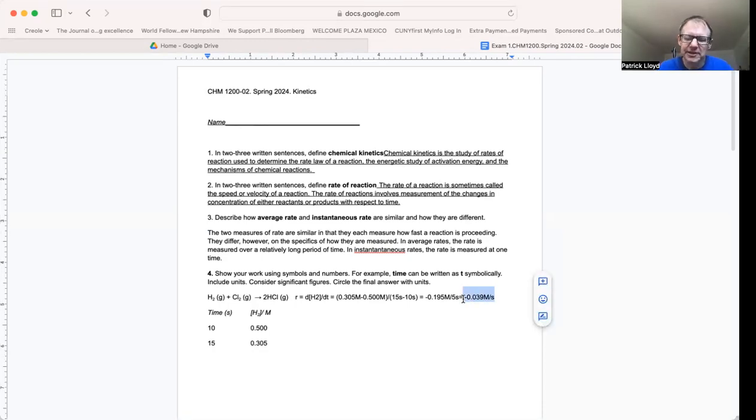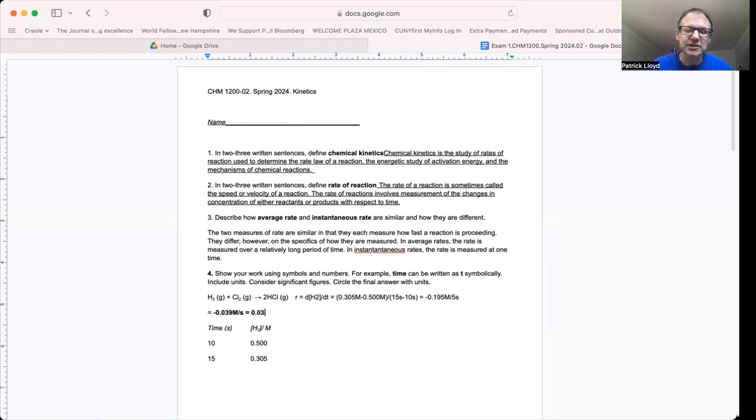Now, typically the rate is a positive value. So really what I just calculated there technically is not the rate. I calculated the change in concentration of H2 divided by the change in time, which is related to the rate. The rate would be the positive of that value. We generally have positive rates of reaction, okay? So all you really need to do at that stage is change the value to a positive.